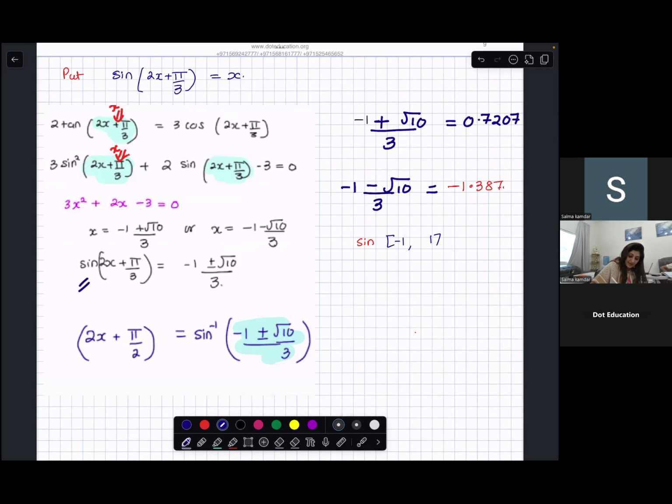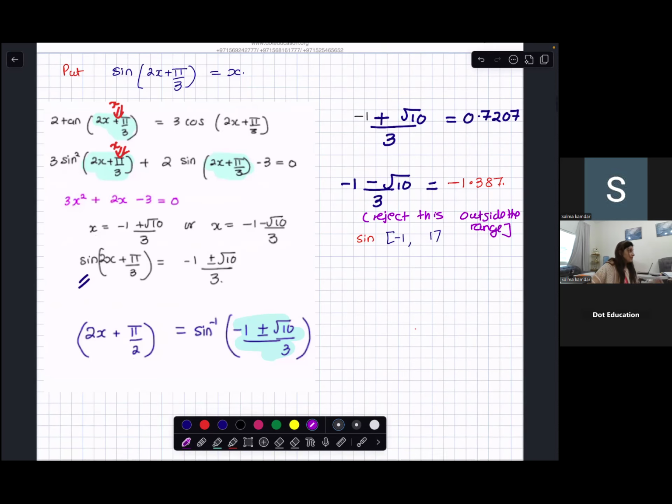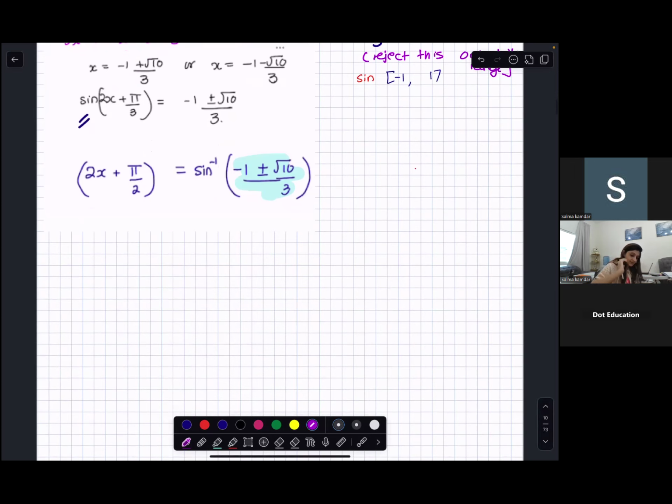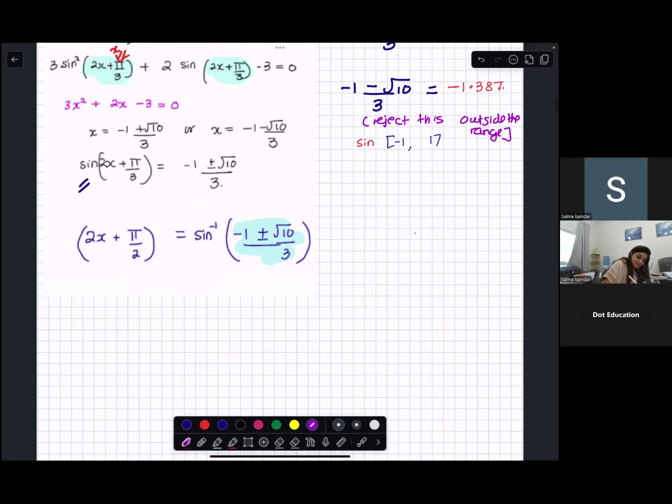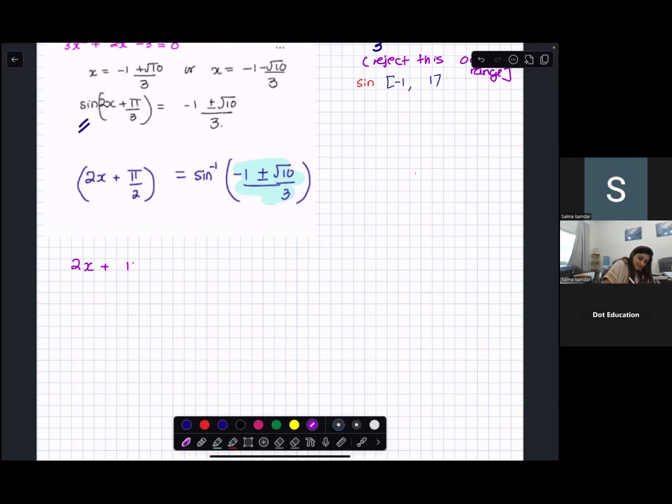So I am going to reject this because it is outside the range. I hope you're with me. Okay, this all is the thought process which I'm writing. Be mindful, it's only for 4 marks. So your thought process should be that way. So I'm rejecting the minus 1.387. So I'm saying that 2x plus pi by 3 is sine inverse of minus 1 plus root 10 by 3. I hope you're with me.